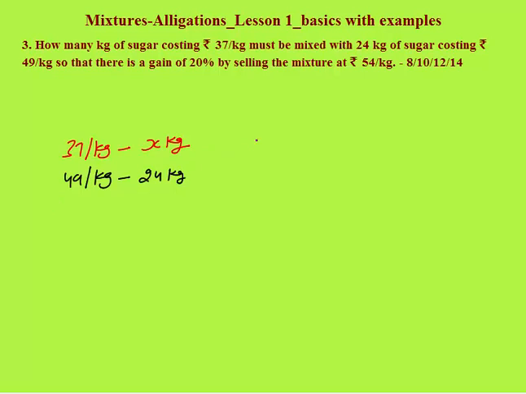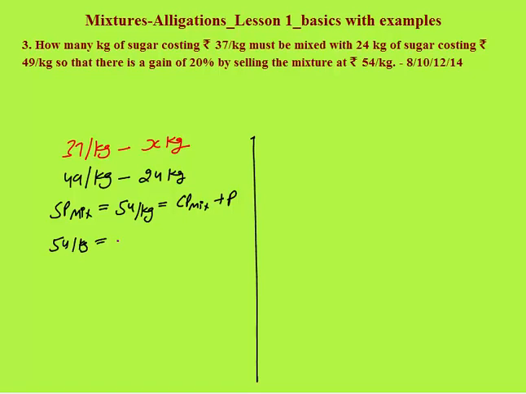So what I know is that the selling price of mixture is given to me as 54 per kg, but I don't know the cost price of mixture per kg. But I know that there is a profit of 20%. So I know that selling price is cost price of mixture plus profit. So can I say 54 per kg is cost price of mixture plus profit, which is always calculated on the cost price. This is 20% of cost price of mixture.